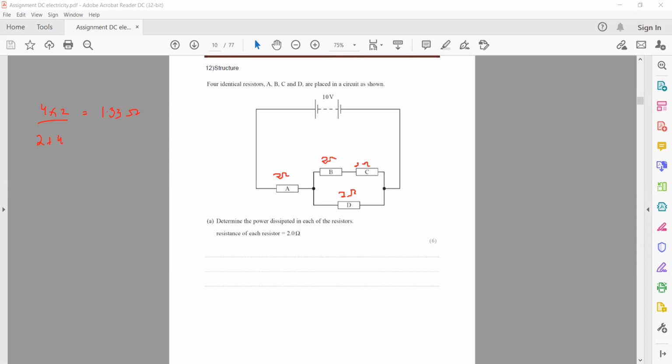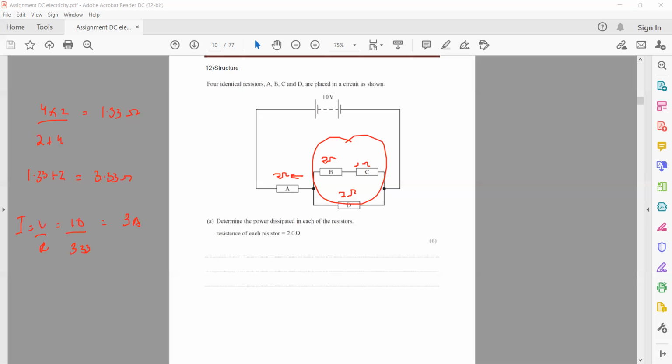And that 1.33, because it's combined, is in series with 2, so the combined resistance of the circuit will be 1.33 plus 2. That will be equal to 3.33 ohms. So for the total current in the circuit, V is equal to IR, so I is equal to V divided by R. The combined voltage of the circuit is 10 and the total resistance is 3.33. So the total current is 3 amperes.